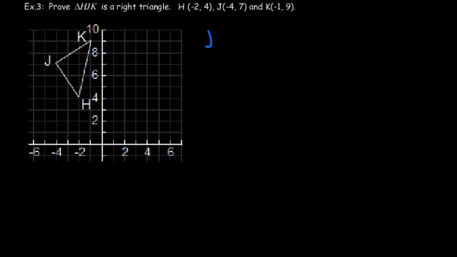All right, distance of JK. All right, so here's JK. It's pretty easy to count those sides. Delta x is 3, delta y is 2. 3 squared plus 2 squared. If I put those into the calculator, 3 squared plus 2 squared is 13. So the distance is square root 13.